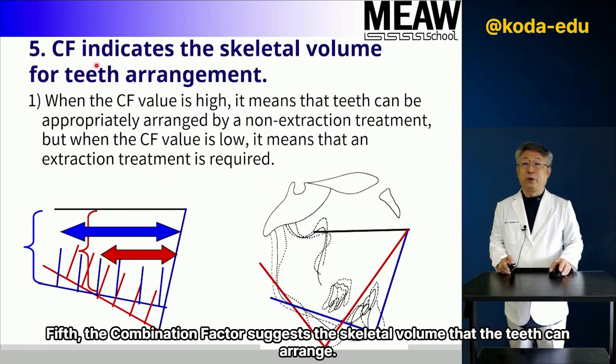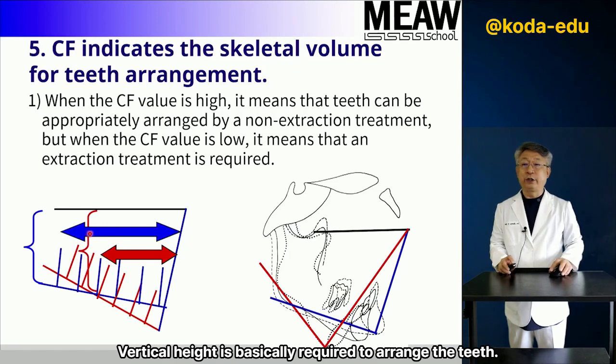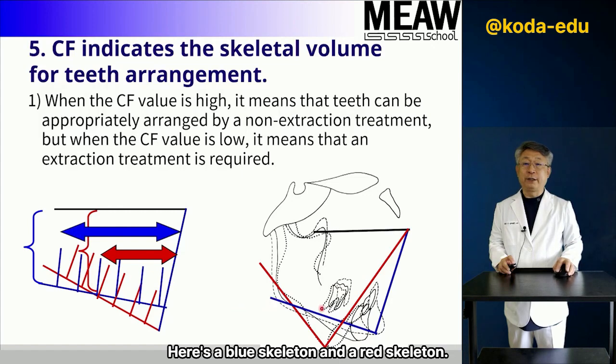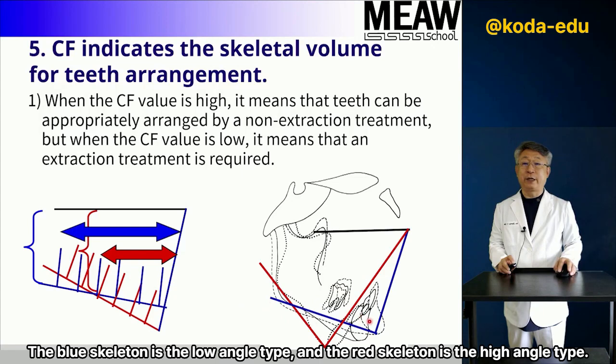Fifth, the combination factor suggests the skeletal volume that the teeth can arrange. Vertical height is basically required to arrange the teeth. Here's a blue skeleton and a red skeleton. The blue skeleton is the low angle type, and the red skeleton is the high angle type.